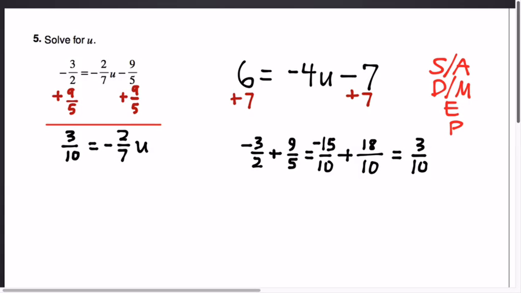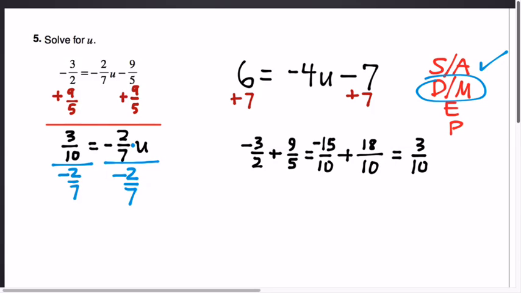We've done all the addition and subtraction that's fit to be done, so where do you want to go next? Then I divide the 3/10 by the negative 2/7. Exactly. Now that we've finished with all of our subtraction and addition, the next thing we worry about is division and multiplication, and sure enough, our u is being multiplied by negative 2/7. So if we want to get u by itself, let's divide by negative 2/7.